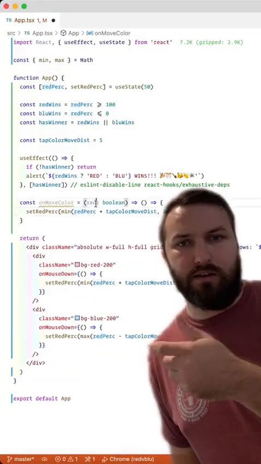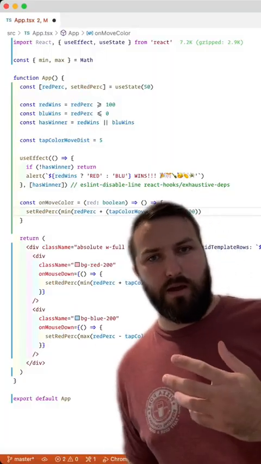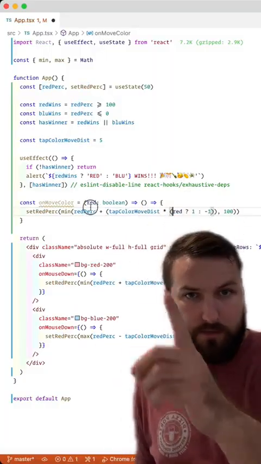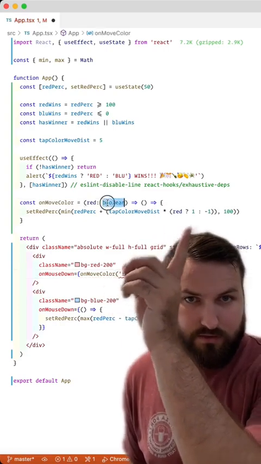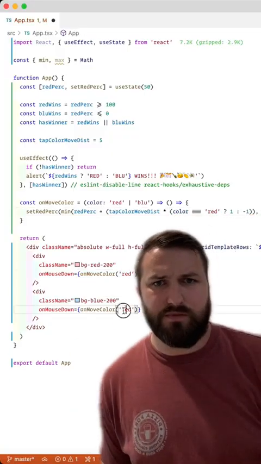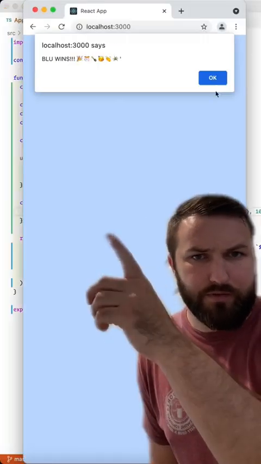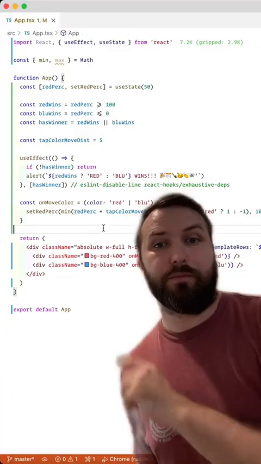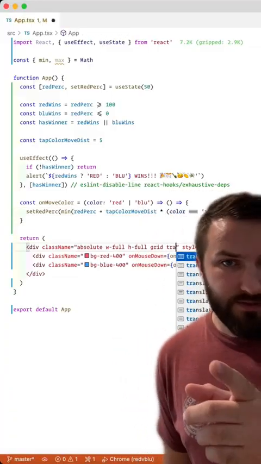Since they're both based around red percentage, I go ahead and check, is it red? Then multiply by 1. If not, multiply by -1. And that determines the direction. Oh, there is a bug there. So that's good and that works.